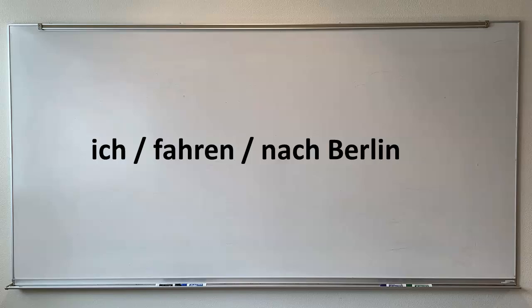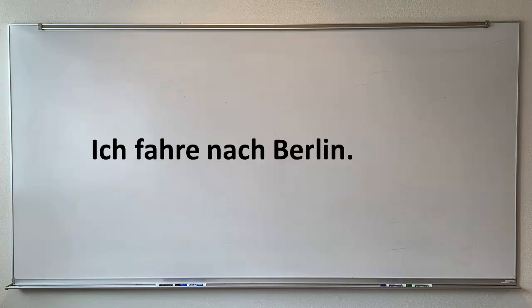Okay, so the answer is I drive to Berlin, I'm driving to Berlin, or I go to Berlin. Remember, when you say I go to Berlin, by some type of vehicle is implied. So the answer is Ich fahre nach Berlin. Ich fahre nach Berlin. Notice there's no umlaut here. The ich form does not have the stem change.